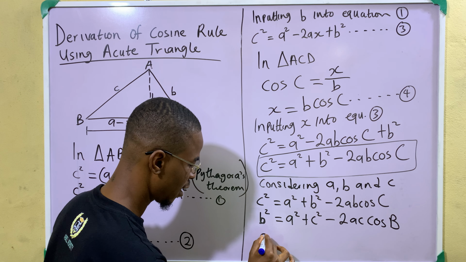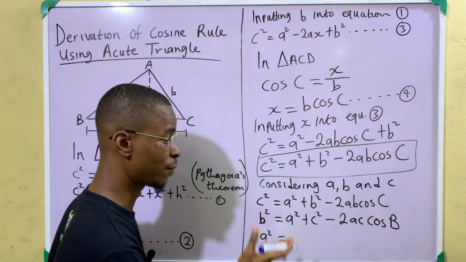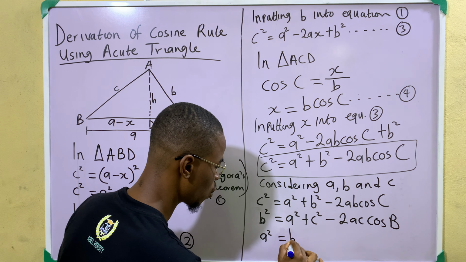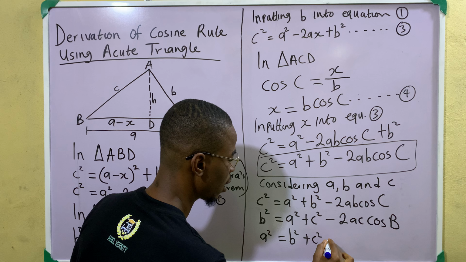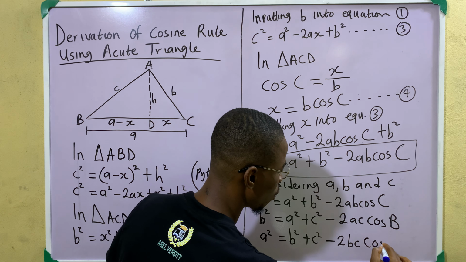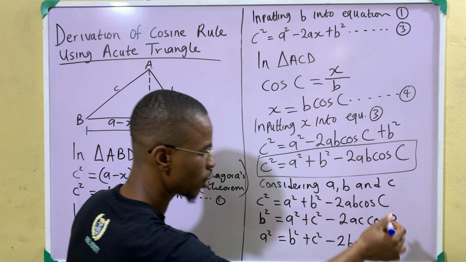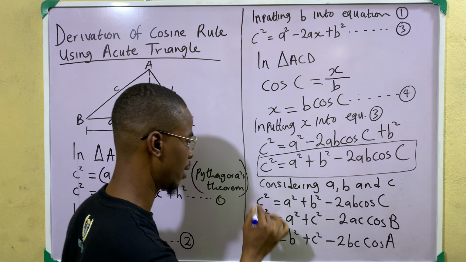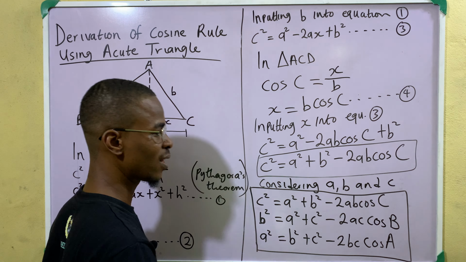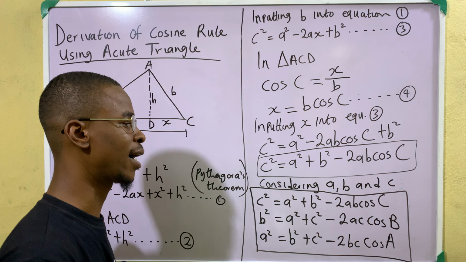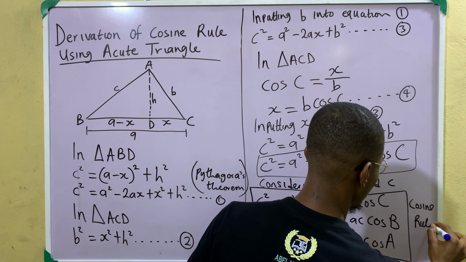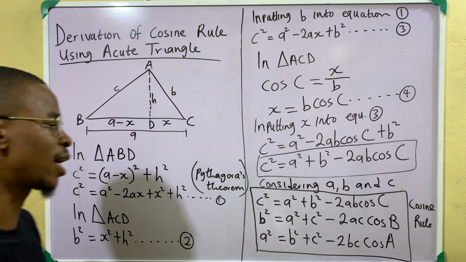Same thing for a. If you have a squared, that's for the side. I want to find the side. What sides are not a? It is b and c. So I'll say b squared plus c squared minus 2 multiplying b, c, cos. This is side a, so what angle goes here? Big A. Now this is the cosine rule.